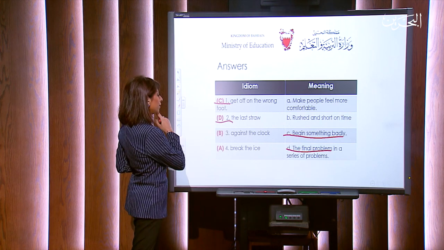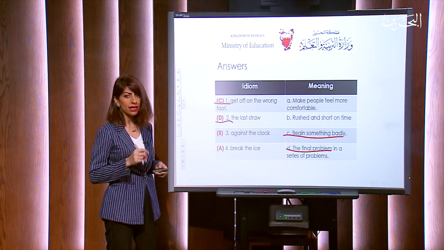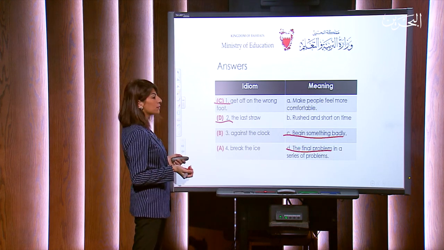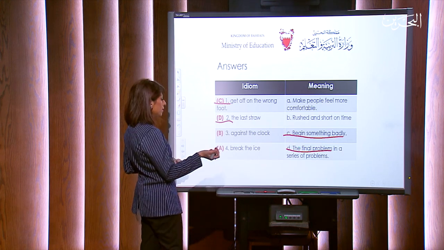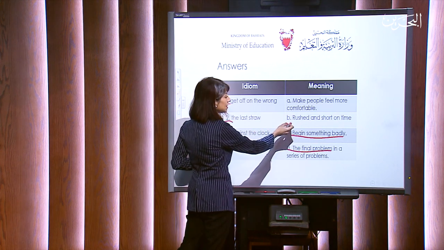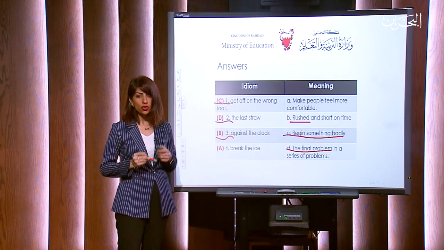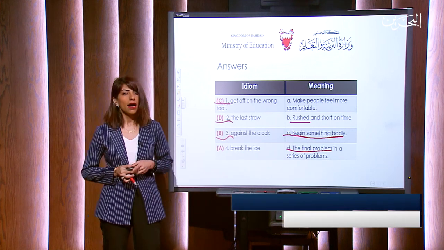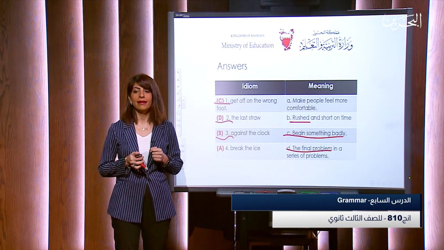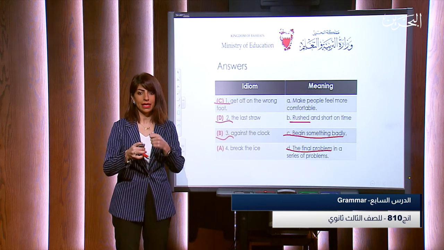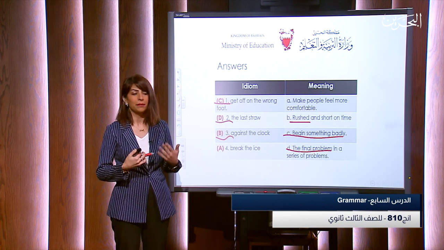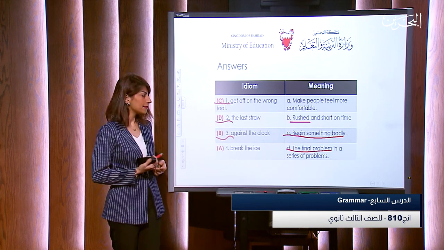Now let's move to the third one, against the clock. And I think this is commonly used too. We can hear it in movies or stories sometimes if you are good readers. Three is B. Let's move to B, which means rushed and short on time. For example, I have a project that I have to submit to my teacher and I am against the clock doing it, which means I'm rushing. I have no time, so I'm doing it all the time. Like I'm rushing and doing it.